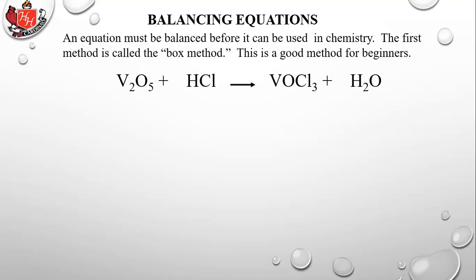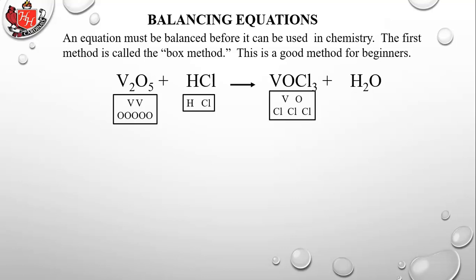The first thing we do is we draw a box underneath each of the compounds, and you write the letter of that element that's in that compound as many times as the subscript tells you. So for vanadium, we write 2 V's. For oxygen, we write 5 O's. For hydrogen and hydrochloric acid, we write 1 H and 1 Cl. Over on the right, we have 1 V, 1 O, and 3 Cls. And then finally for water, we have 2 H and 1 O.